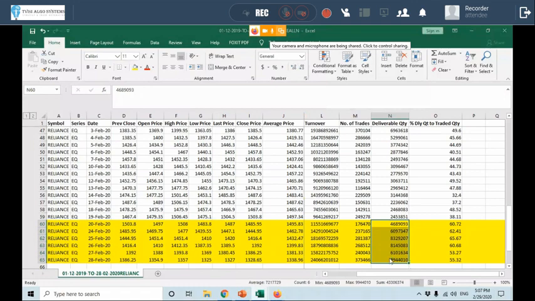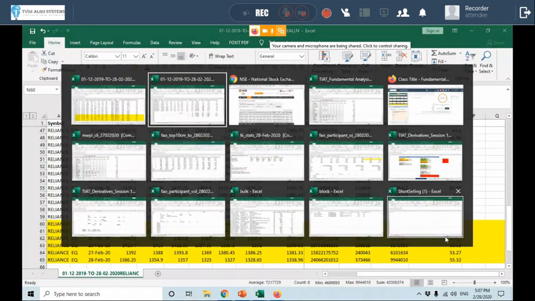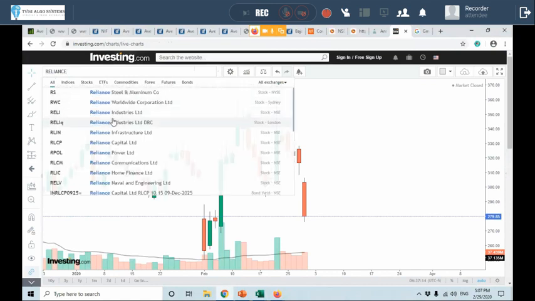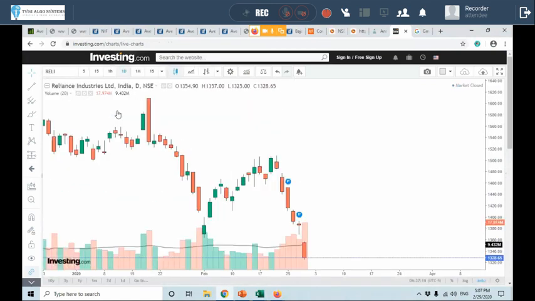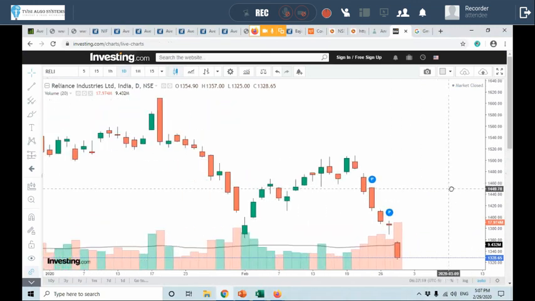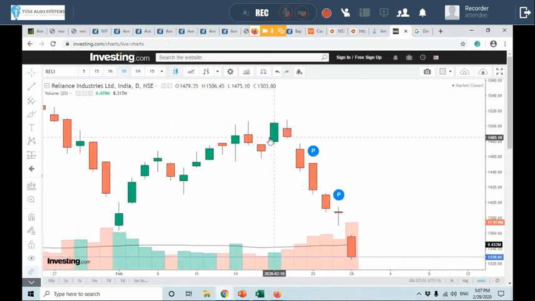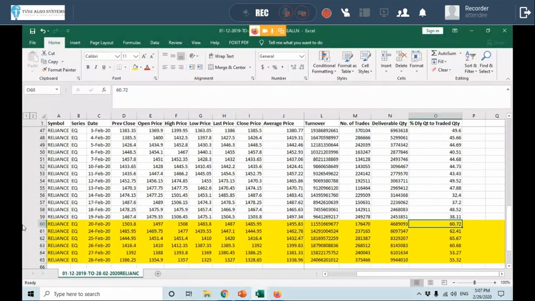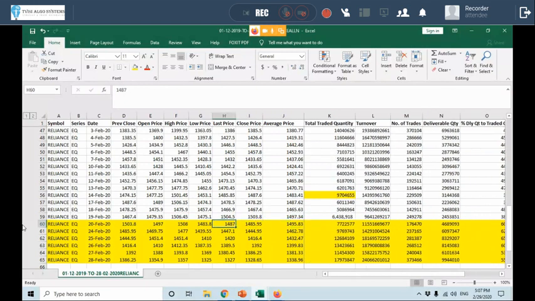Let's look at the Reliance chart. See, this is how you combine all things. On 20th we saw this is the 19th candle, this is the 19th candle, this is the 20th candle. Volumes have increased, but still it is fine. The fall is not that big. But if we look at the data, this should really strike you.